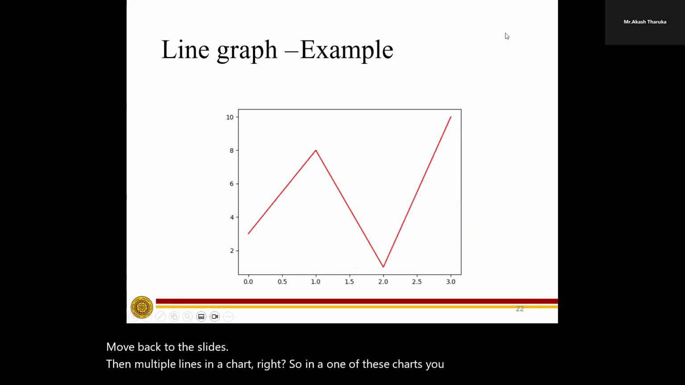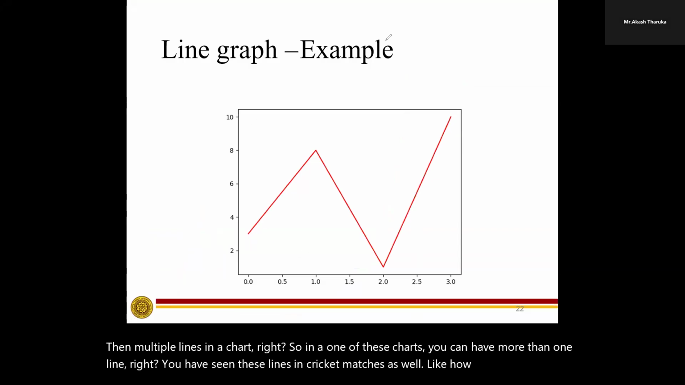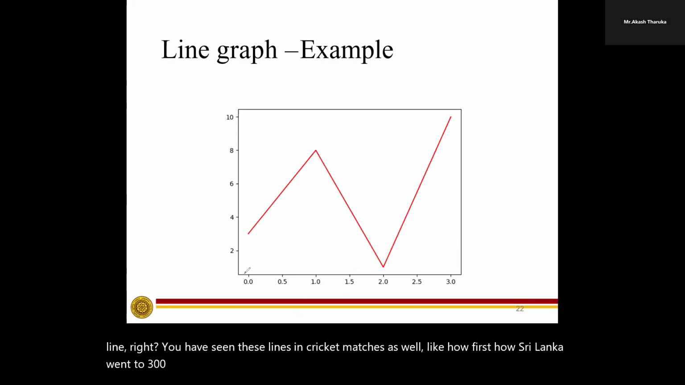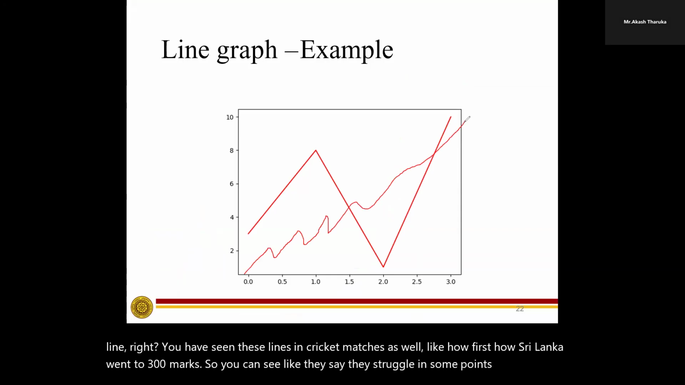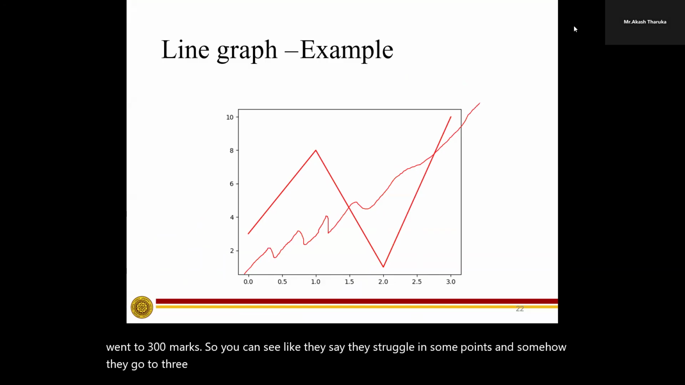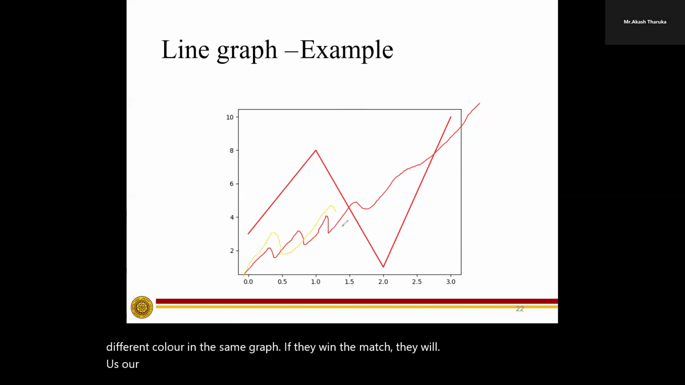You have seen these lines in cricket matches as well, like how Sri Lanka went to 300 marks. They say they struggle at some points and somehow they go to 300. Then the other team as well, you will see it in a different color in the same graph. If they win the match, they will pass our height within 50 overs or before. If they lose, they will go underneath like this. So that's how it works, right? We can do the same thing here, multiple lines.